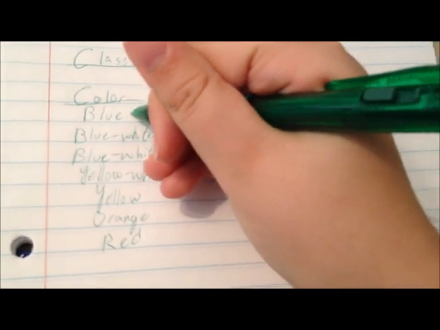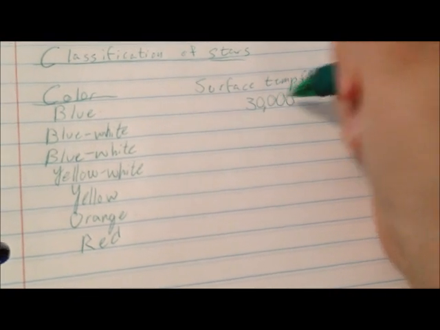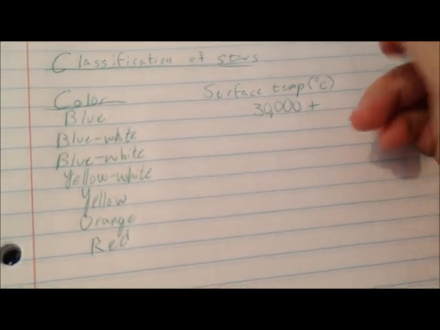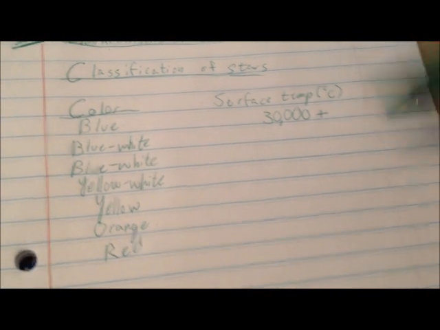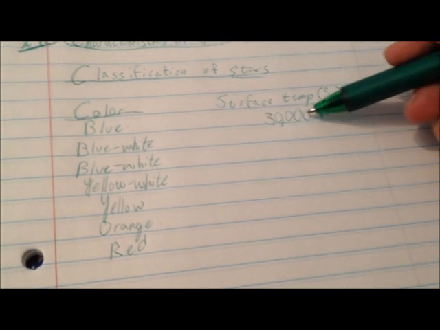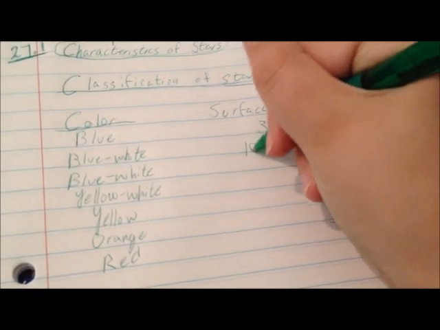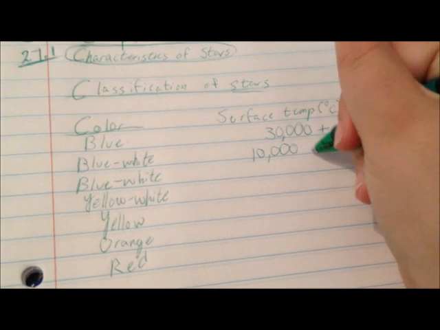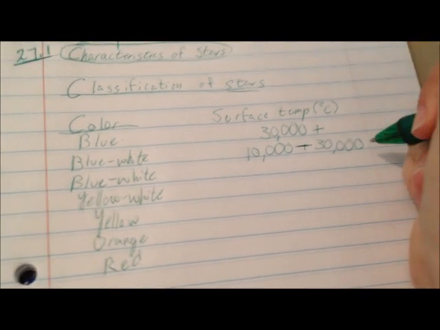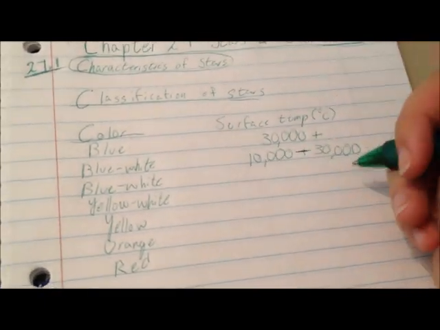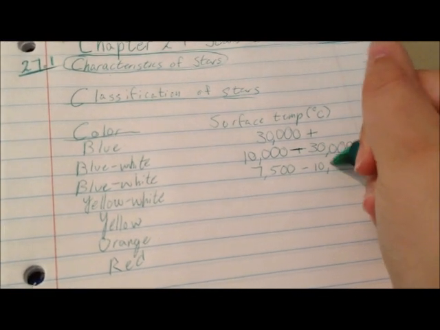So the blue stars are the hottest. They can be over 30,000 degrees Celsius. And as you know, the Fahrenheit equivalent would be much higher than that number. It's a different system. I'm not going to get into that in this video. So blue-white, the first type, goes from 10,000 to 30,000. So that's a big gap, as you can see. And then the second blue-white rating goes from 7,500 to that 10,000.